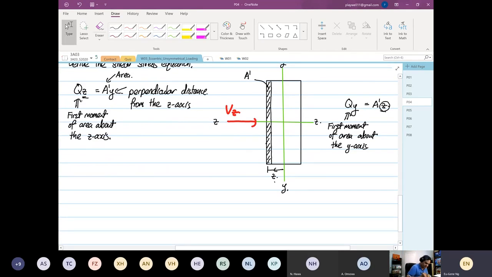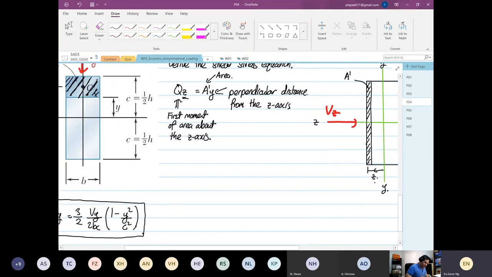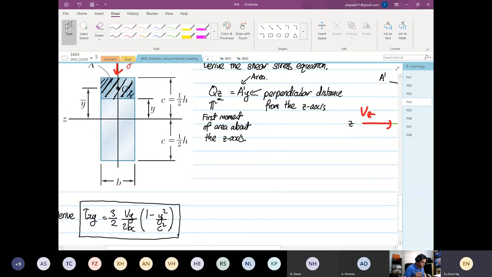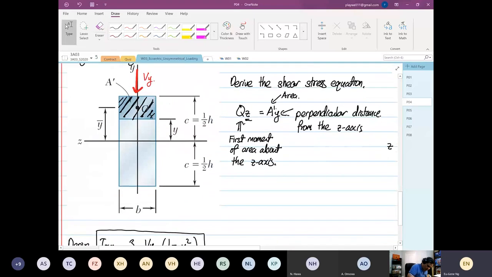Are we okay? You have to be really careful whether the shear force is in the y or in the z direction. How you analyze your area is totally different now. Any questions so far? We are good. Right, it's my mistake, this is actually y bar. So y bar is measured from the axis to the centroid where you stop your area. That is your y bar.